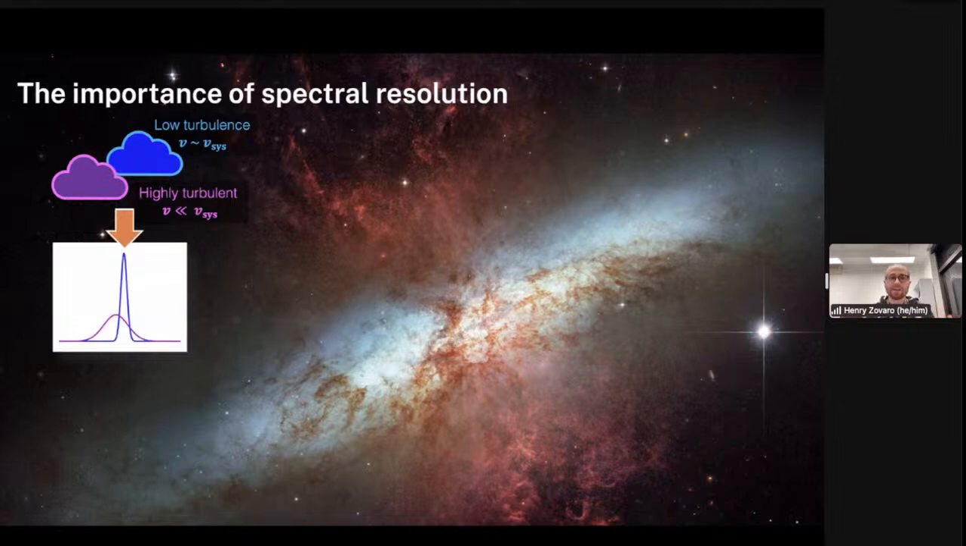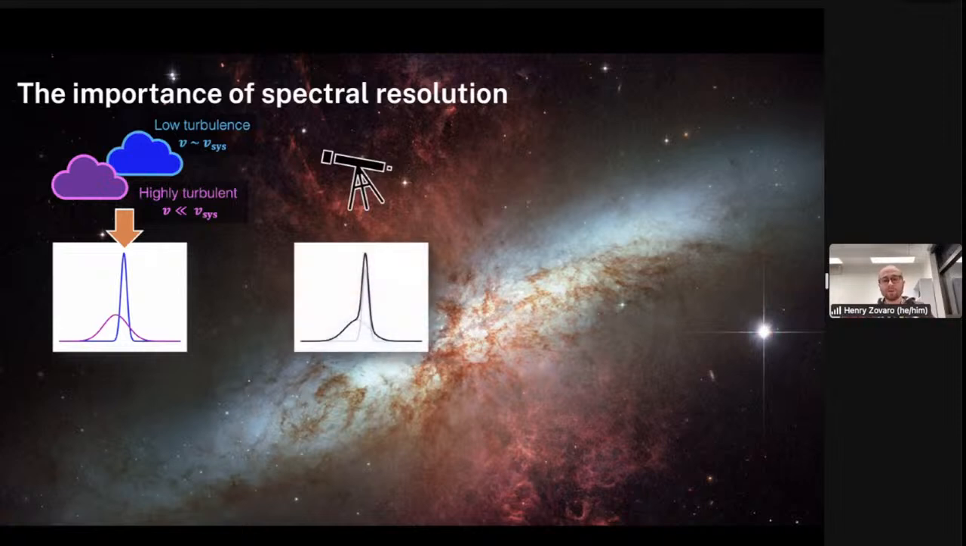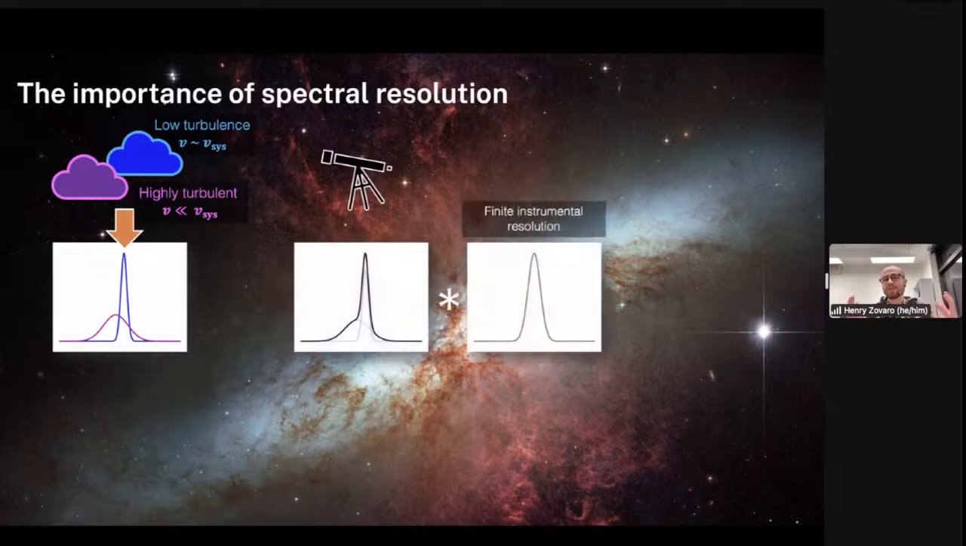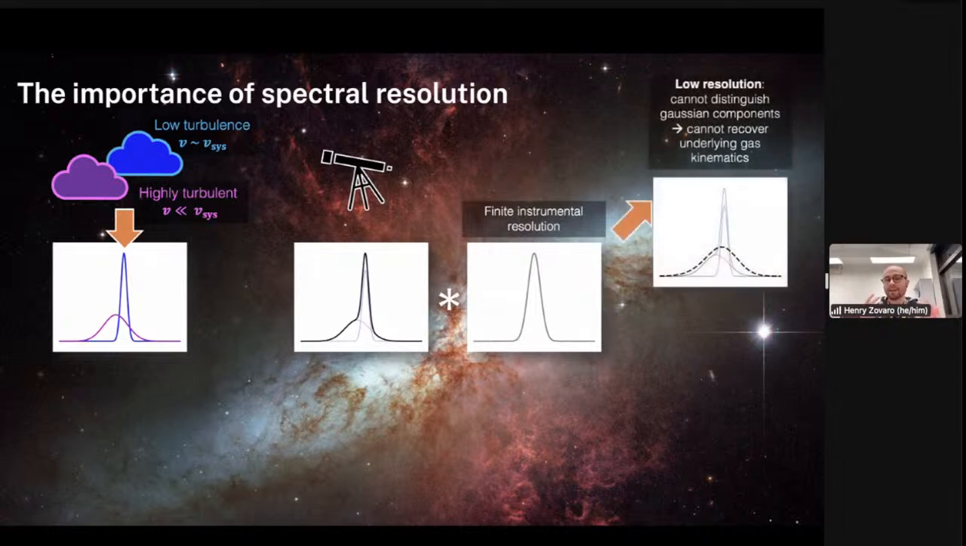They might look a little something like this, where the emission line that you get from the purple cloud is blue shifted because it's moving towards you, and it's also much broader because it's more turbulent. Of course, when you look at the system using a telescope, you're going to see the sum of these two emission line profiles. But because our instruments are not perfect and they have a finite instrumental resolution, the actual line shape you'll end up with might look a little something like this. In particular, if your spectrograph has low spectral resolution, you may be completely unable to tell that there are multiple emission line components there, which means that you can't recover the underlying gas kinematics with any degree of accuracy.